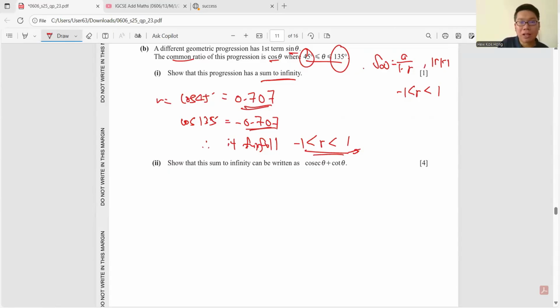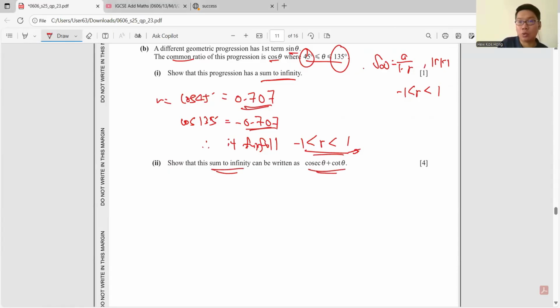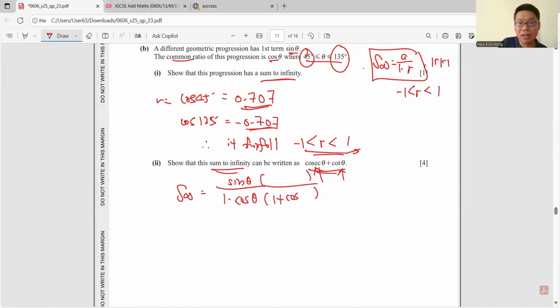Part B2 asks you to show that sum to infinity can be written in this way, so we use this formula. A is this, R is this. A bit challenging because here, you already change everything with sine and cos and already in single fraction, but at last, you have 2 terms. So up, down also need to times something that have 2 terms. The logic way is here have 1 minus cos, so we can times the conjugate situation.